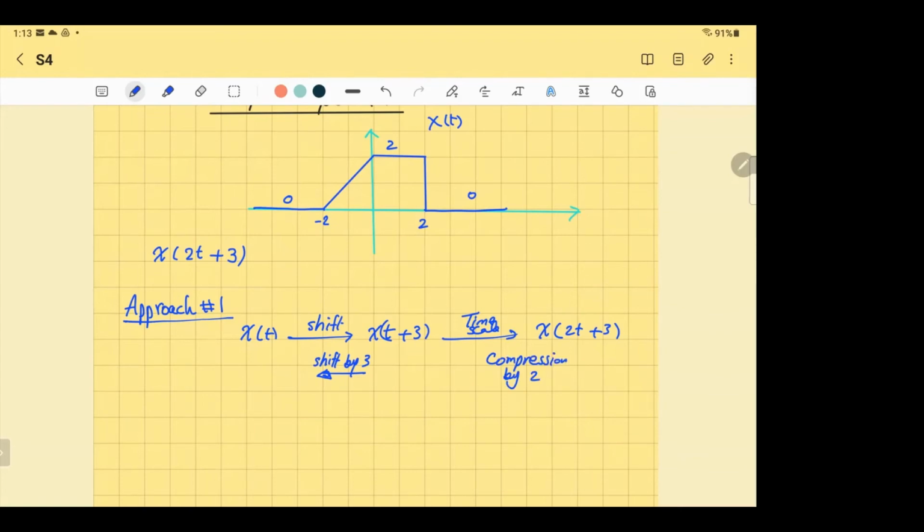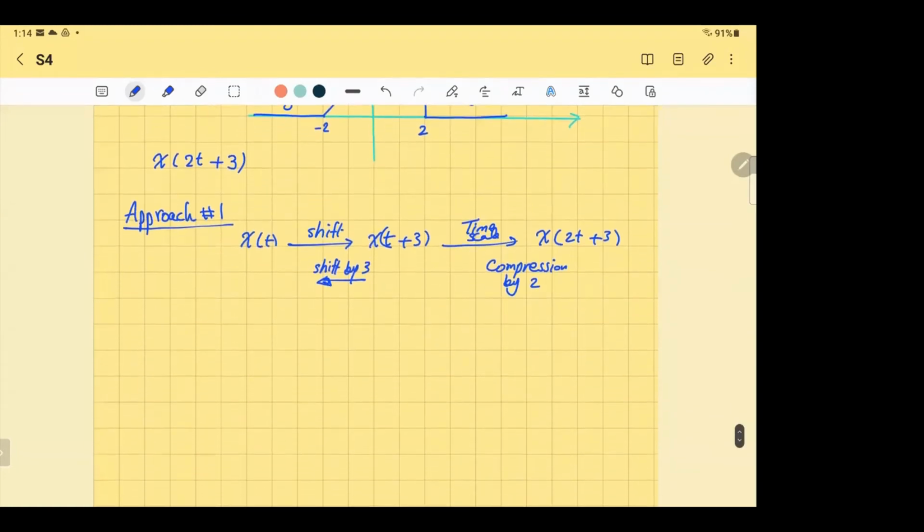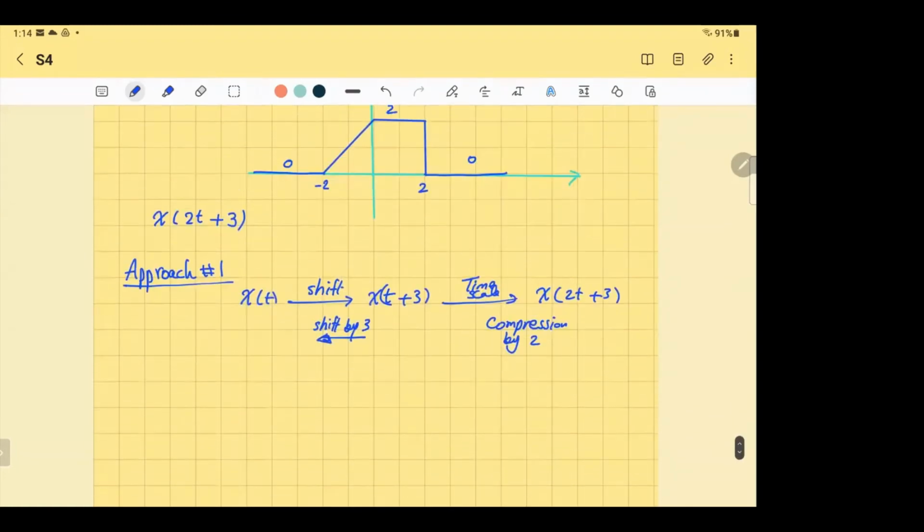This is approach number 1. And I'm in favor of this approach. It was easy and you can never make a mistake. Well, I'll apply first the shift. So how do you do the shift? Let me just do the math first. You have -2, you have 0, and you have 2. That's x of t.